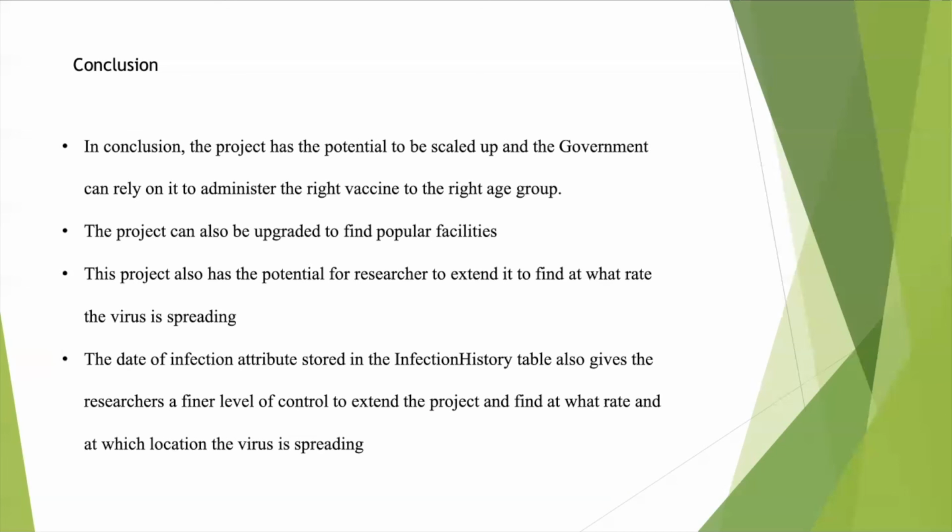This project also has a potential for researchers to extend it to find at what rate the virus is spreading and if vaccination administered to individuals is being of any use, if at all. The rate of vaccination and infection also gives the researchers a final level of control to extend the project and find at what rate and at which location the virus is spreading. And based on this, the government can take actions accordingly.